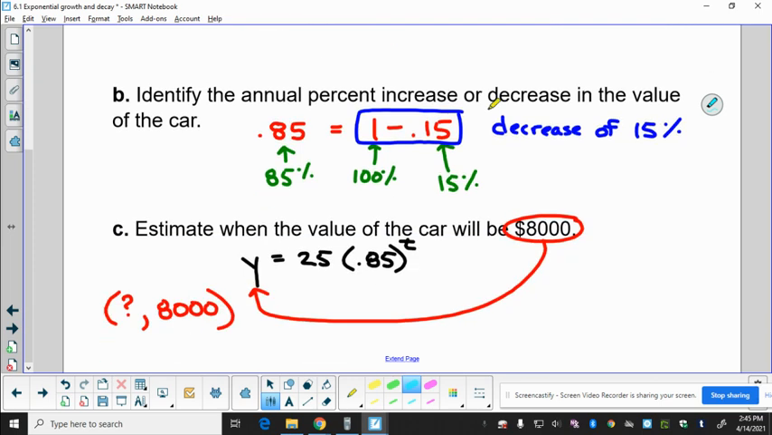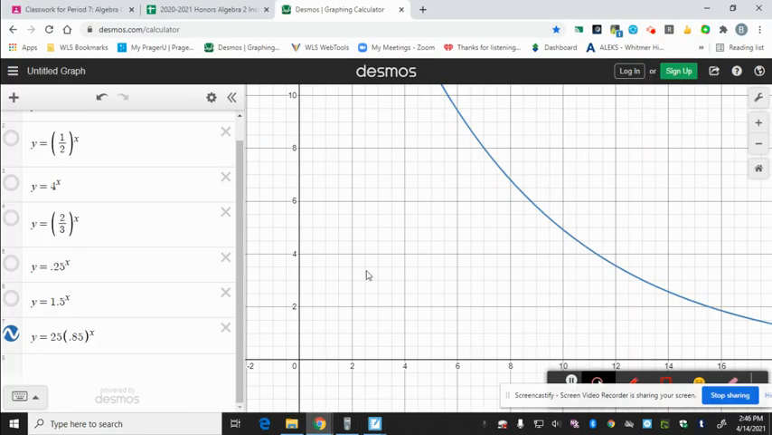So that means that this 8,000 is really the ordered pair 8, because it's in terms of thousands. So now let's go back to Desmos. We don't need to go that far out. I'm going to go ahead and see if I can get in there and estimate that. That's pretty close. I'm going to say it's about 7 for the X coordinate.